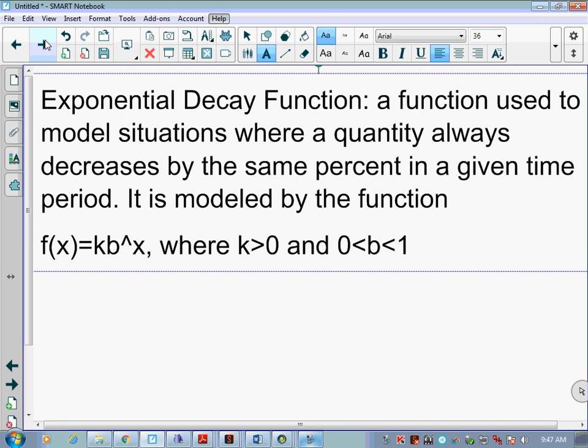Exponential decay is a function used to model situations where the quantity always decreases by the same percent in a given time period, and it's modeled by this function where f of x or y still equals k, or my constant, times b to the power of x. Notice that this didn't change, but over here, my constant is now greater than 0. What was it before?